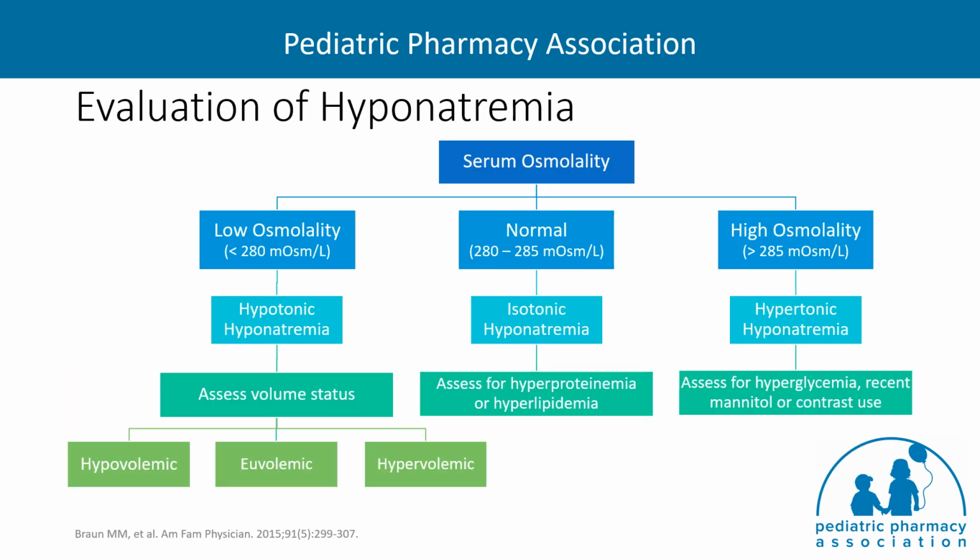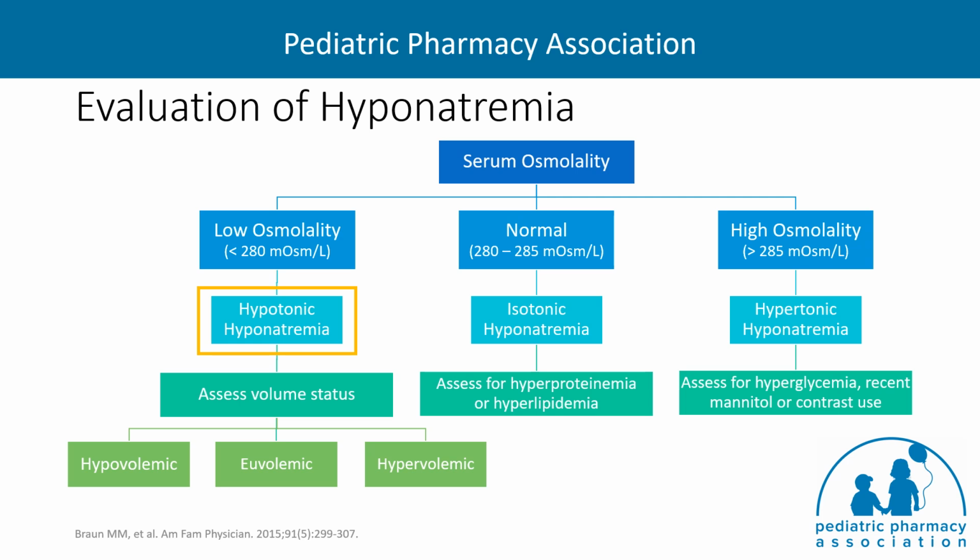When evaluating hyponatremia, we must also evaluate the serum osmolality to help determine the underlying cause and treatment options available. Patients with low osmolality are considered to have hypotonic hyponatremia, and we then further assess their volume status as either hypovolemic, euvolemic, or hypervolemic. Patients with normal osmolality are considered to have isotonic hyponatremia, and we should then further assess for hyperproteinemia or hyperlipidemia to evaluate for pseudo-hyponatremia, where the patient's serum sodium is actually normal, however there are markers in the blood affecting the serum sodium reading.